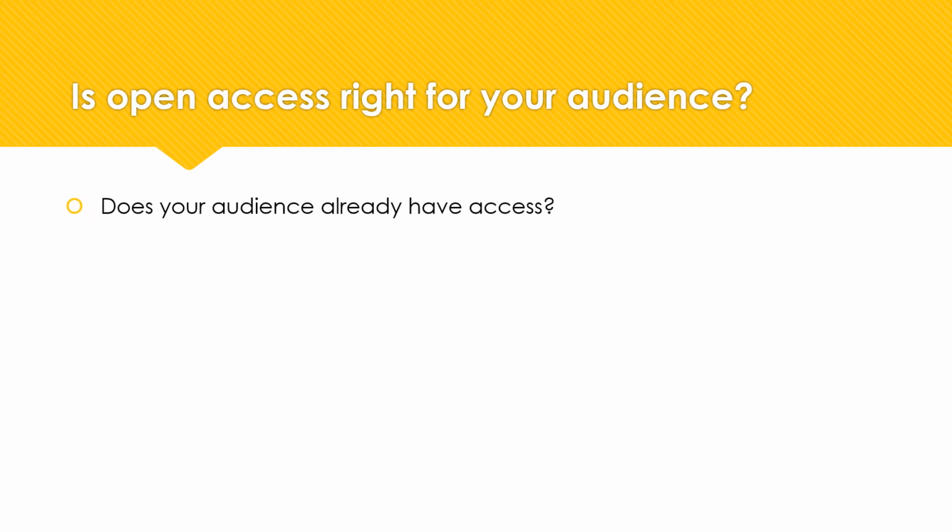Ask yourself, does your intended audience already have access? If your audience is only other faculty members at institutions who have access through their library, then your audience is going to be able to read your article regardless of whether or not it is open access. The same is true for students.